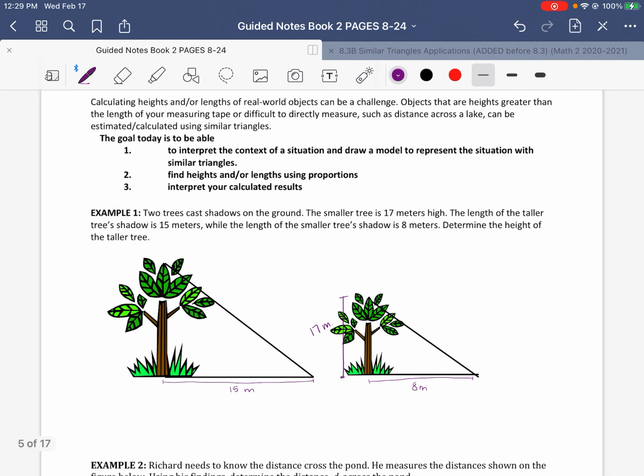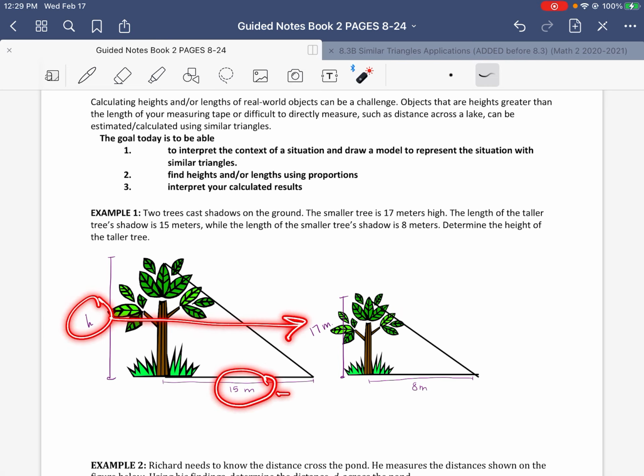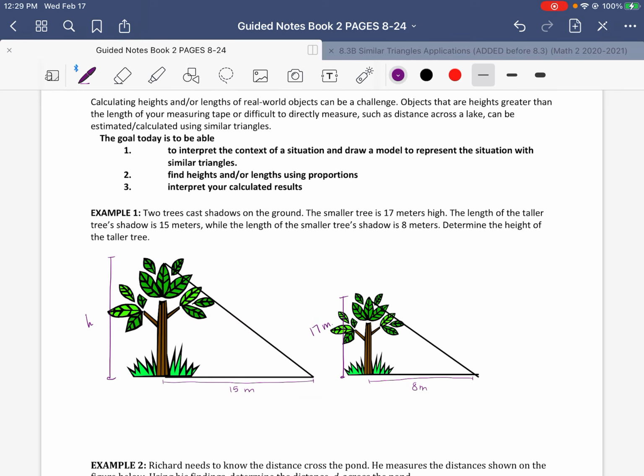So when we look at this, I could set up a proportionality statement, and you can do this one of two ways. If I want to find the height of this tree over here, I could say, well, this height should be to this height as this shadow would be to this shadow. So we could create a proportion h is to 17 as 15 is to 8. We then go ahead and solve that proportion. So 15 times 17 gives us 255. 8 times h, and we divide that by 8, and h is equal to 31.875, so about 31.9 meters.